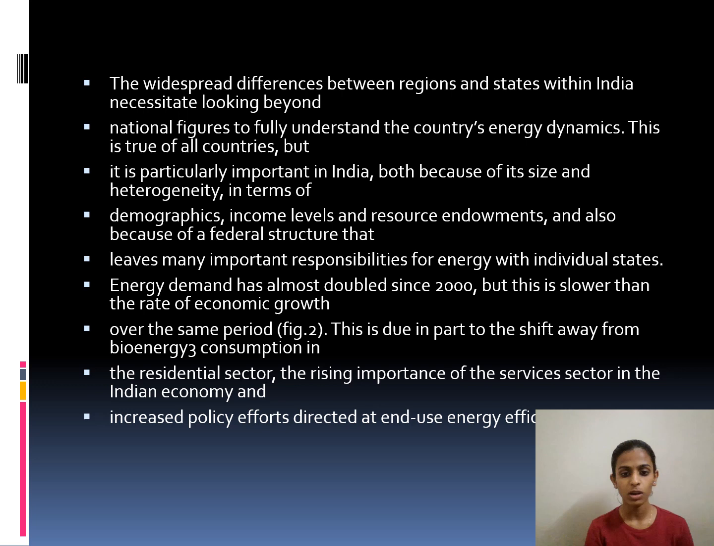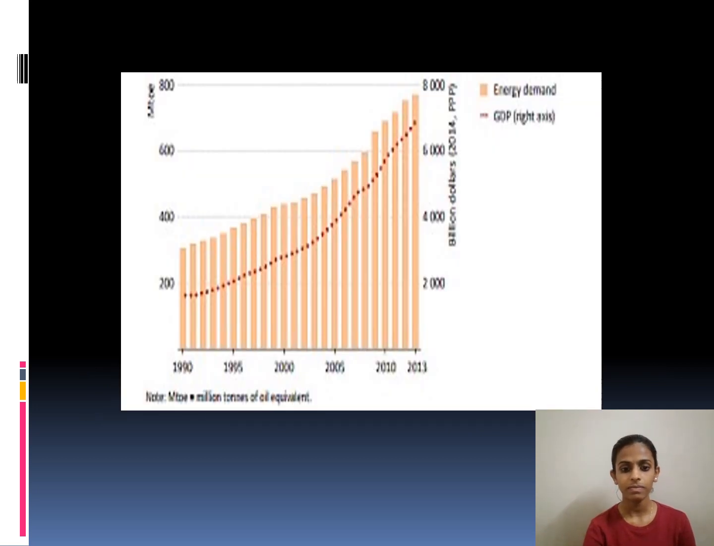Energy demand has almost doubled since 2000, but this is slower than the rate of economic growth over the same period. This is due in part to a shift away from bioenergy consumption in the residential sector, the rising importance of the services sector in the Indian economy, and increased policy efforts directed at end-use energy efficiency. This is the pictorial representation of the energy consumption and energy demand.